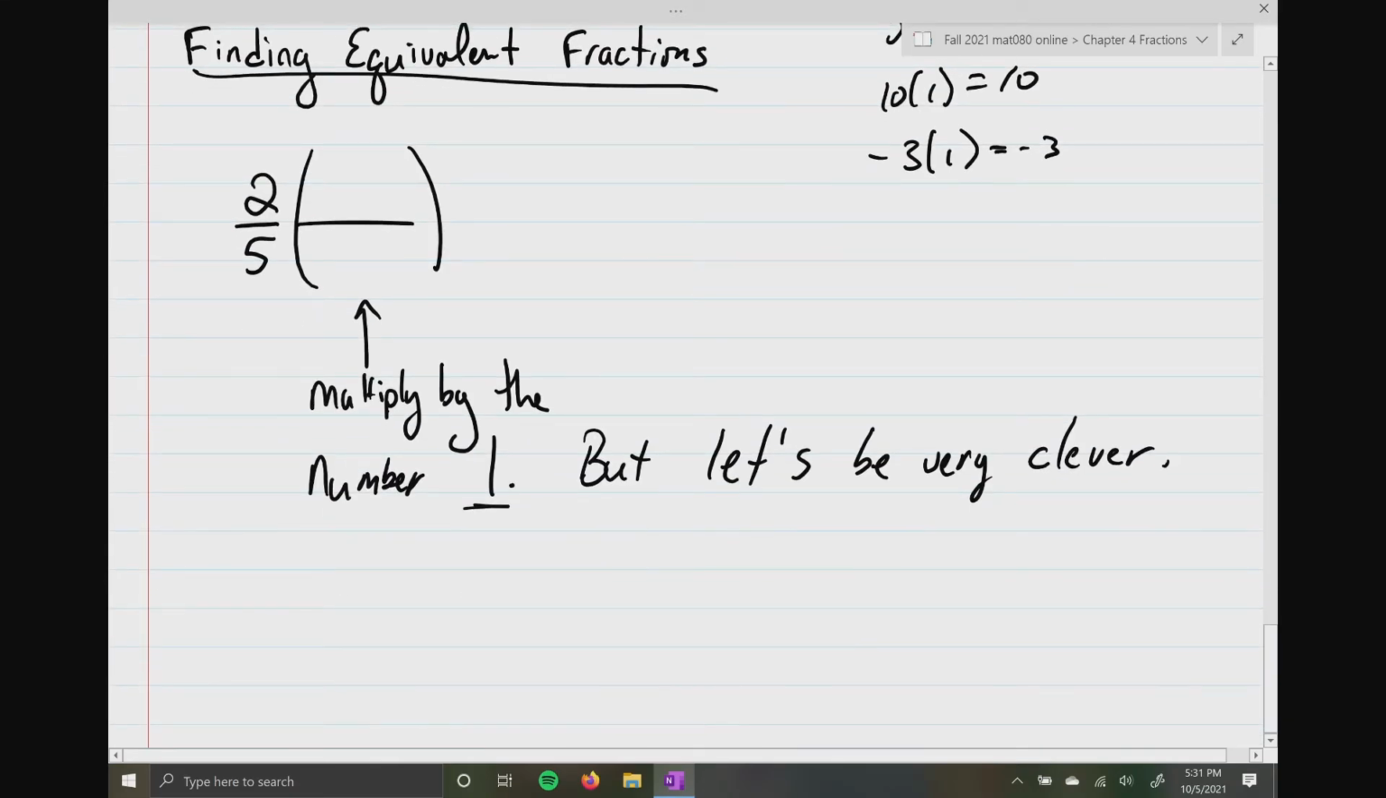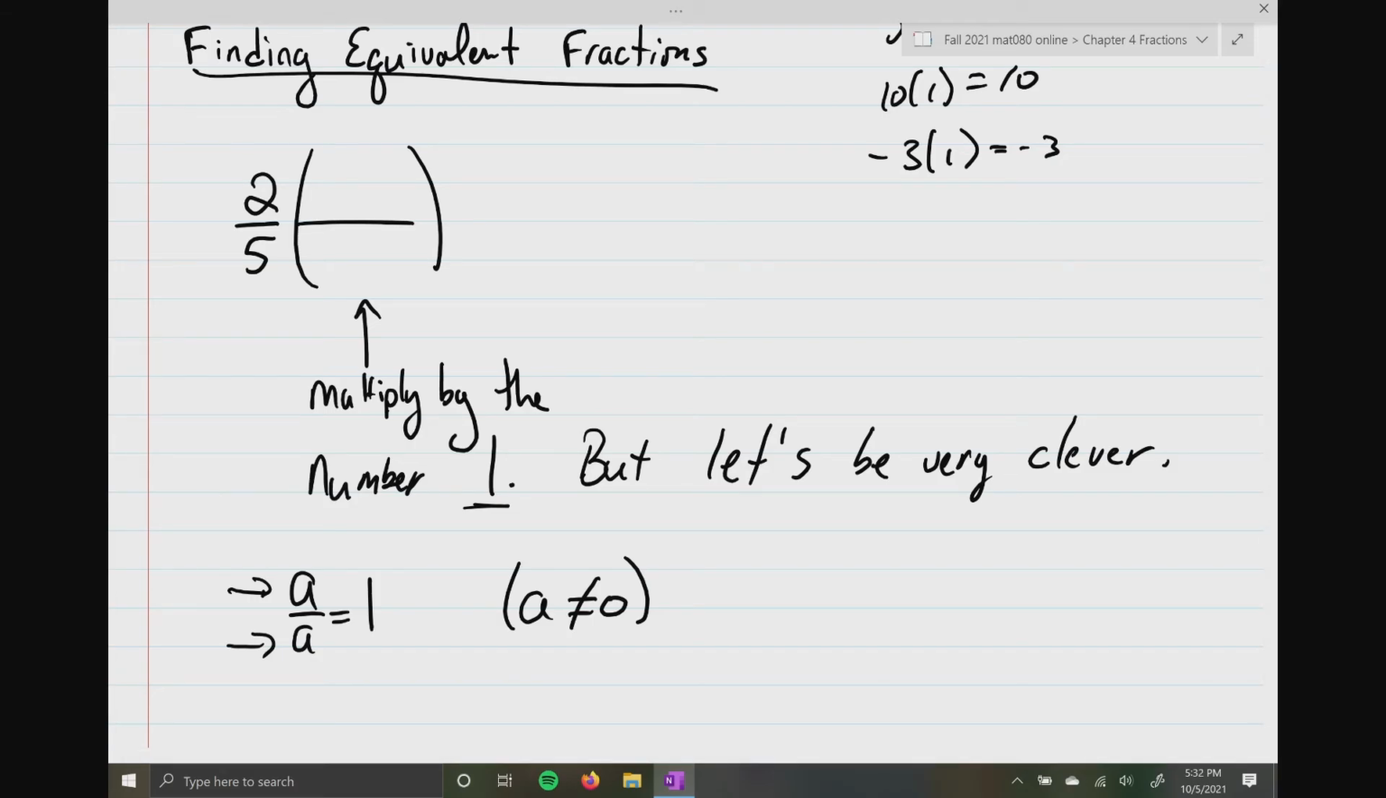Earlier in the lecture, we went over this property, which was a over a equals 1. No matter what, as long as the numerator and denominator are the same exact number, the only number we're not allowed to use is 0, what you're really doing is multiplying by 1. So if I look at 2 over 5, I can multiply that by 3 over 3.